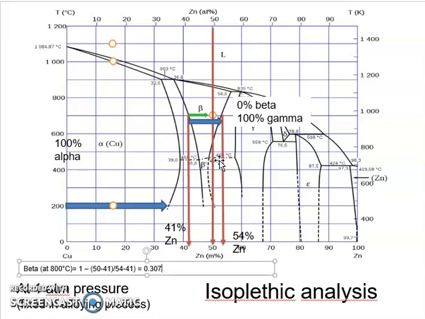Well, this is a review for the isoplethic analysis. Remember, an isoplethic analysis is the description of cooling at constant composition. Please review and try to guess other exercises by yourself. Bye.